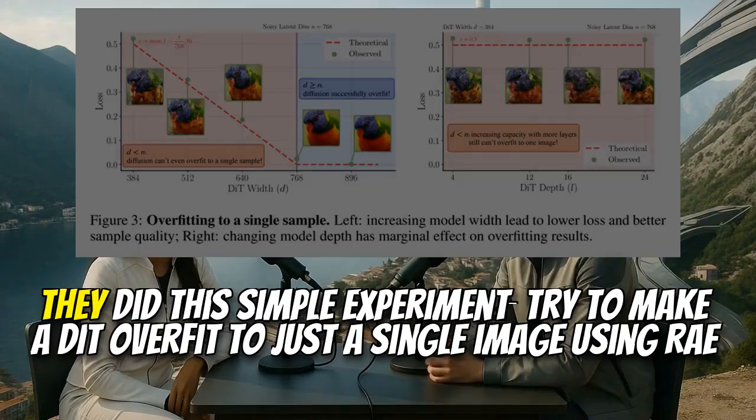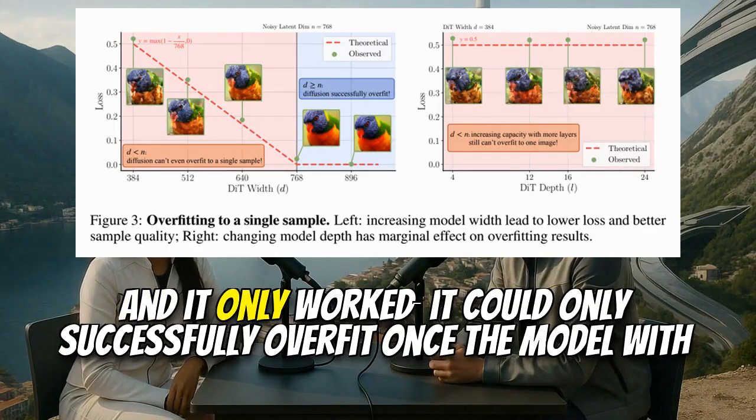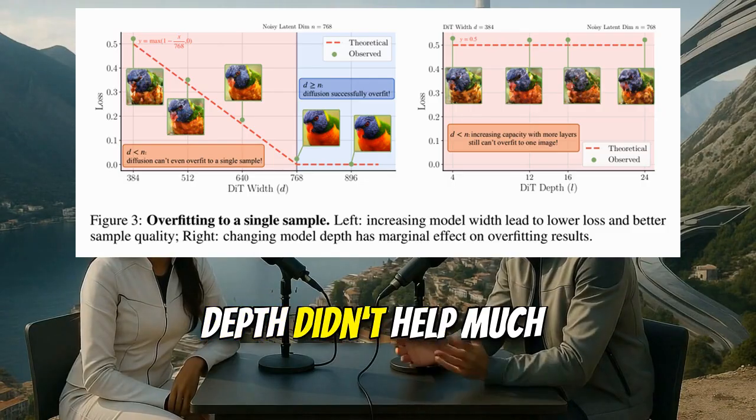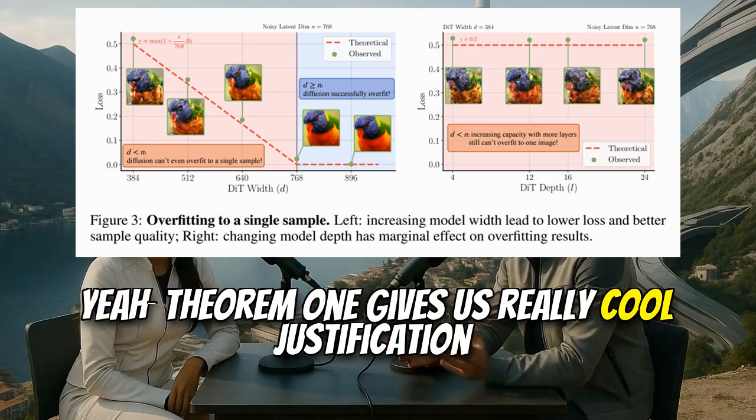It's fascinating. They did this simple experiment, trying to make a DiT overfit to just a single image using RAE latents. Okay. And it could only successfully overfit once the model with d was greater than or equal to the input dimension. Depth didn't help much. Huh. And they have a theoretical reason for this, Theorem 1. Yeah, Theorem 1 gives this really cool justification.